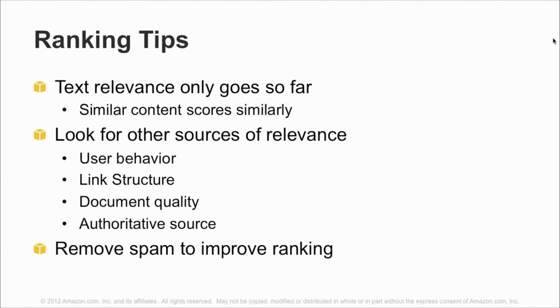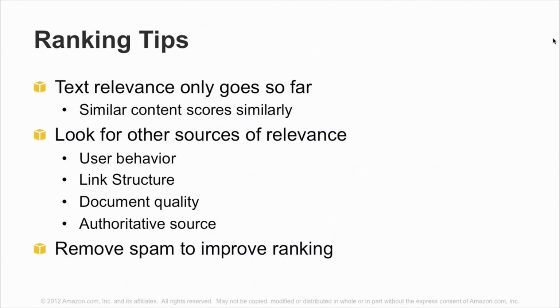So there's a couple of lessons to take out of the ranking discussion. The first is that text relevance only goes so far. Where we have documents that have a number of similar terms in them and look fairly similar, those documents will score similarly. And the text relevance itself cannot discriminate past a certain point. So we need other sources of relevance that we can use to create rank expressions to augment and aid our ranking. Typical examples of these other sources of relevance are user behavior. So if we know that for a certain document it gets clicked on a lot, or we know that people buy this particular product a lot, we can add a score to our source documents that allows us to boost that document in the ranking.